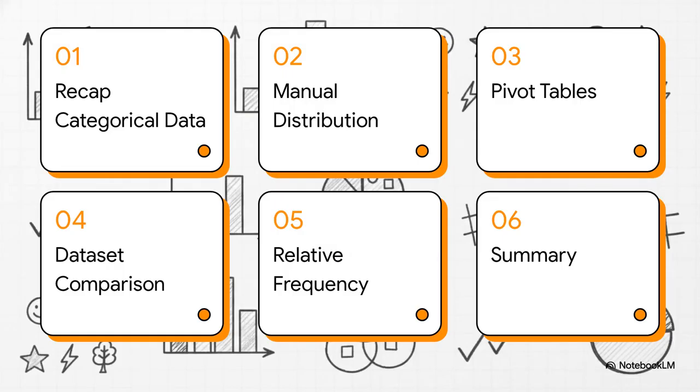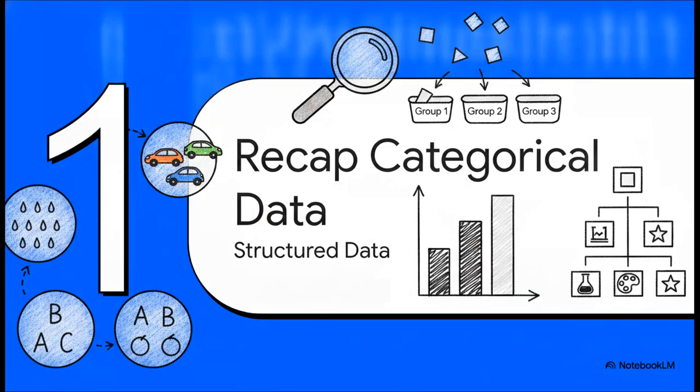Here is our roadmap for today's class. Number 1, recap and categorical data. 2, manual frequency distribution. 3, pivot tables and Google Sheets. 4, the dataset comparison problem. 5, understanding relative frequency. And 6, summary and key takeaways. Let's get started. Section 1, recap and categorical data.